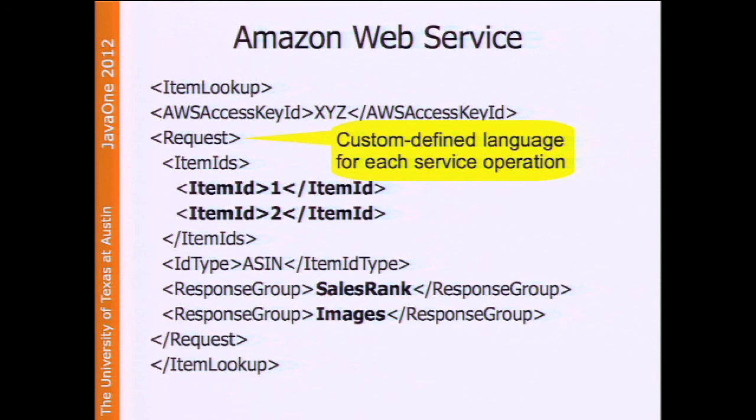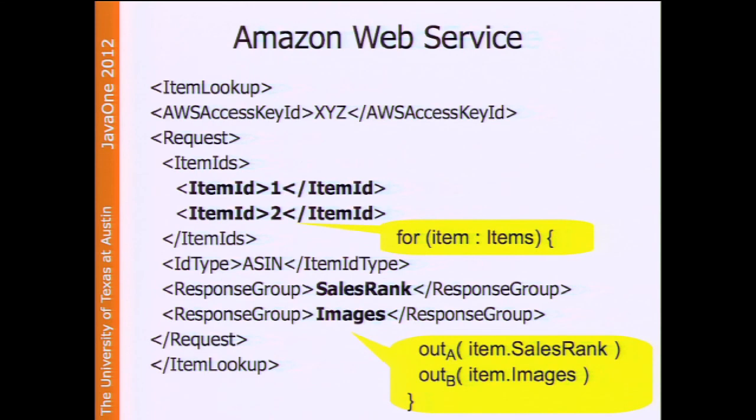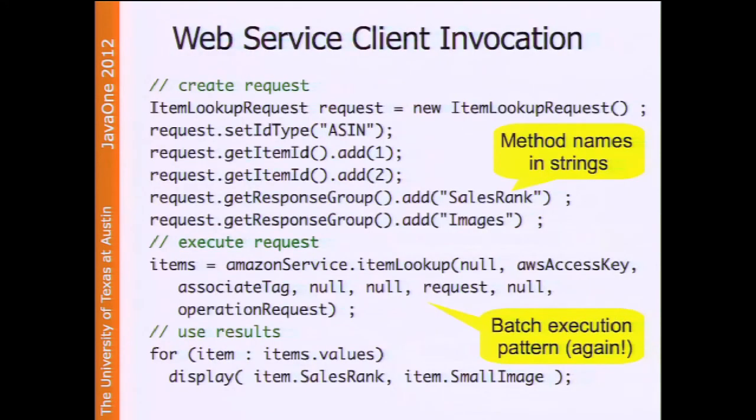What it means is, for each of these items, get these two properties and give me the answers. Okay? And every single API call, individual call, has a different scripting language with different conventions. Okay, and here's how you call one of these things. You create an object, you create a request, and you put the things in, and then you execute it, and then you decode the results.